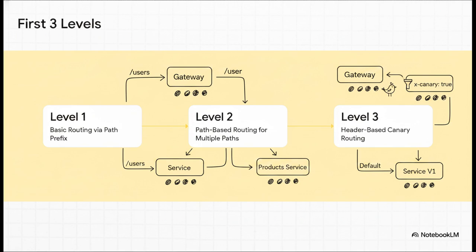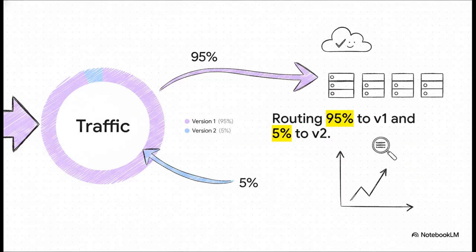So if you were to run a simple curl command passing that xcanary header right now, you would immediately see your terminal return the response from version 2, proving the route works before any real users ever see it. And that brings us to level 4, weighted traffic splitting. This right here is the payoff to our opening hook.